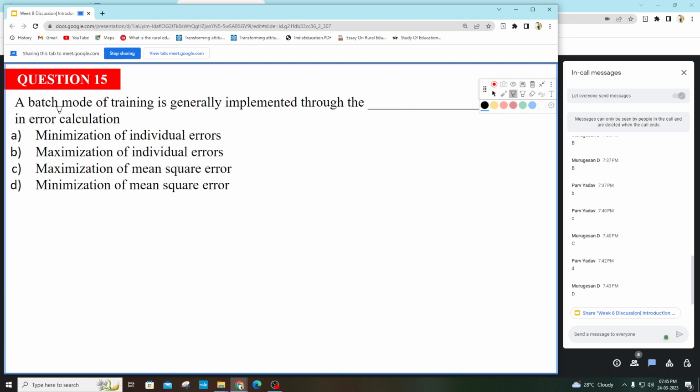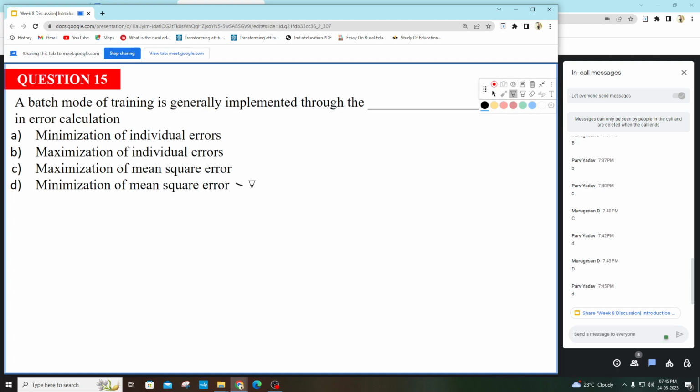So let's move on to the last question. A batch mode of training is generally implemented through the dash in error calculation. So any guesses for this? Minimization of individual error, maximization of individual error, maximization of mean square error, and minimization of mean square error. So any guesses for this?